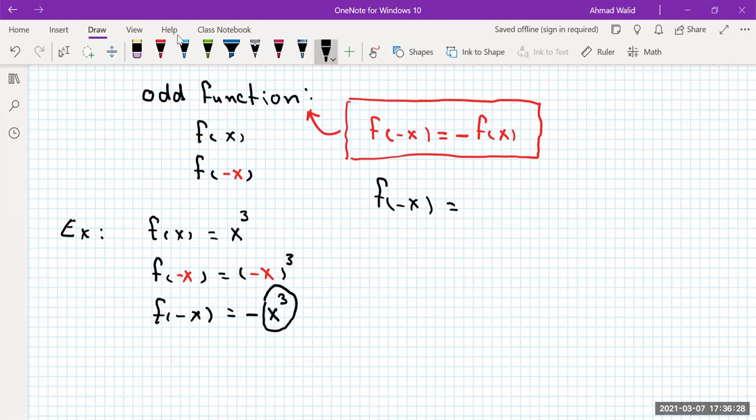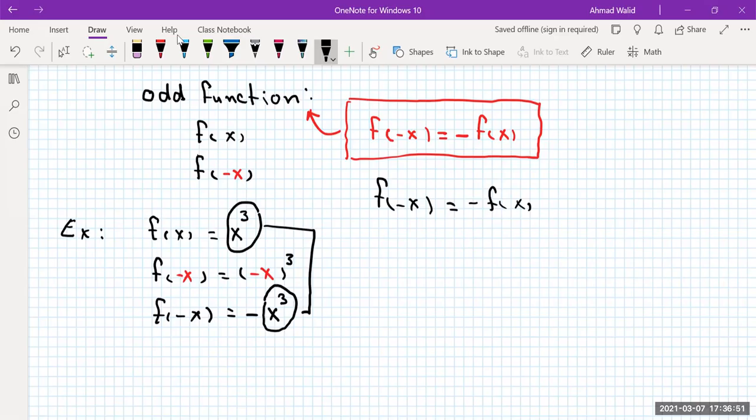Look, here you have x cubed. If you compare these two equations, here you have x cubed. The only difference is that the given one doesn't have a negative, but your resulting one has a negative. Then your f of negative x equals the negative of f of x. And you can say, oh, my function is odd.